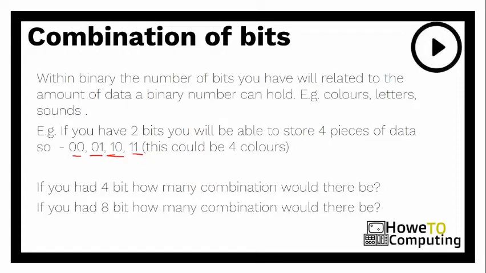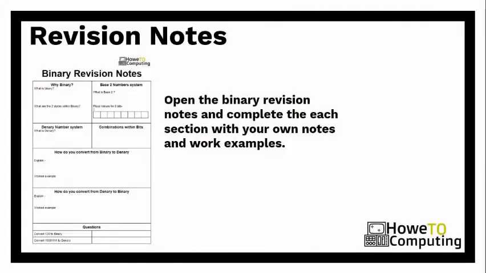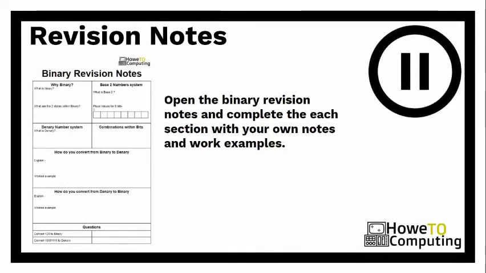Okay, so we can see here for 4 bits, we'd have 16 combinations. For 8 bits, we'd have 256 pieces of data, which we can use within binary. So what I'd like you to do now is pause the video again and complete this revision sheet with keynotes for binary.